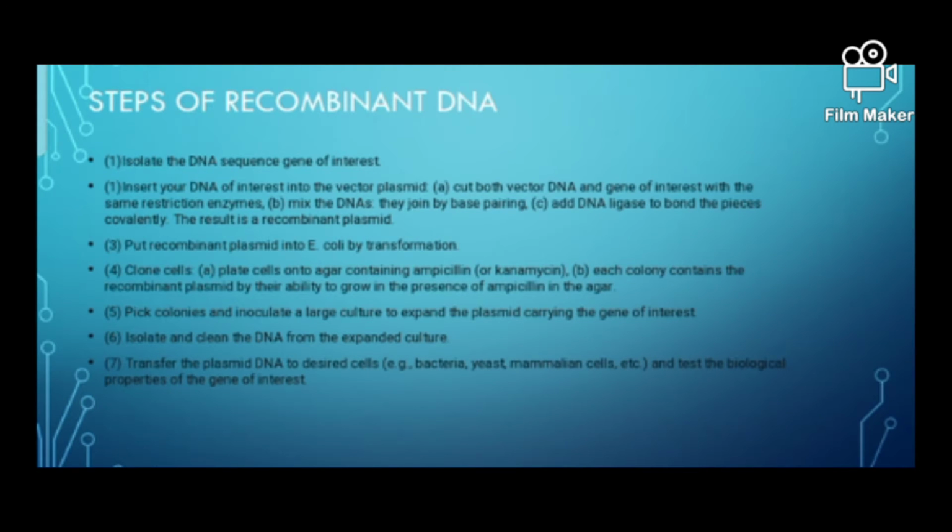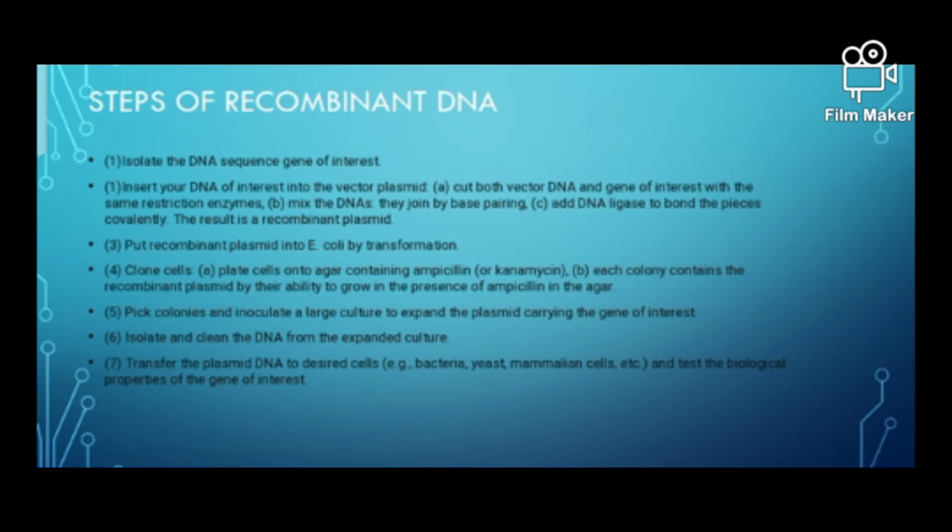So we're going to talk about the steps of the recombinant DNA. There are 7 steps. First step, isolate the DNA sequence gene of interest. Second, we insert your DNA of interest into the vector plasmid.